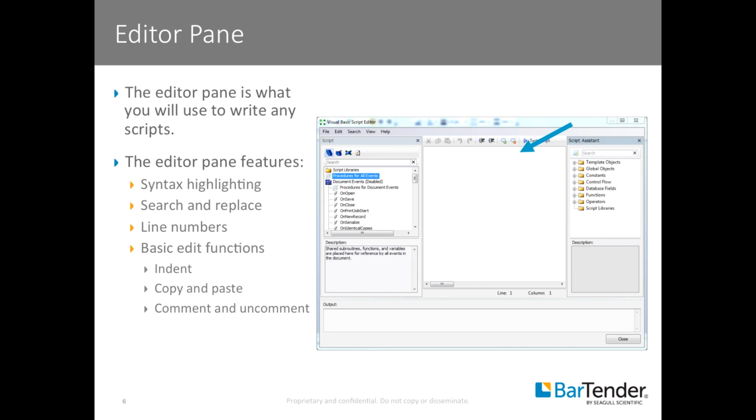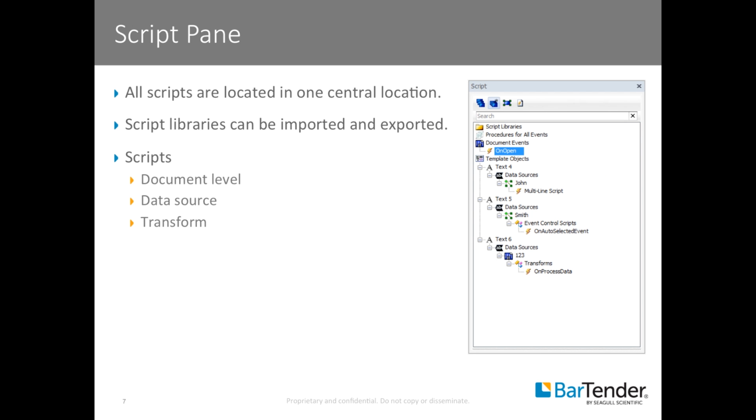The pane on the left is the script pane. This is where you will see what part of the label you're writing a script for. You can also navigate to any script or object currently on your label format. In this list you'll see all the scripts that are available, whereas in the past you actually had to dig around in each particular object. Now it's easier to navigate because we have them all in one central location.